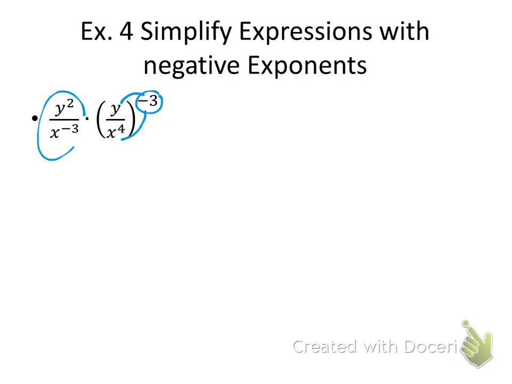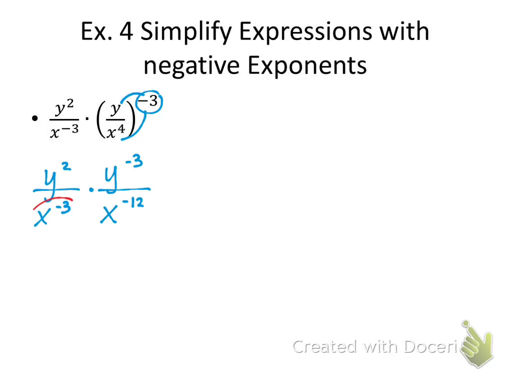So I'm just going to rewrite this first problem right here. Y squared over x to the negative 3rd power times, and now I'm going to write this, y to the negative 3rd power over x to the negative 12th power. Now it's time to fix our negatives because I realize this cannot be correct. I cannot go on from this without fixing these.